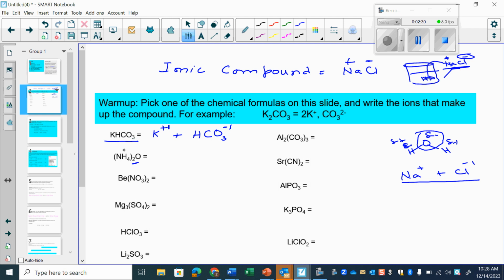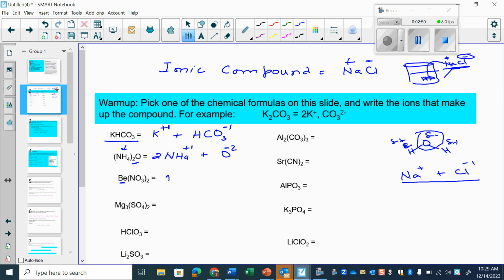So now I have two ammonium ions here. This is the ammonium polyatomic ion. Each ammonium ion has a +1 charge. And I have one oxide anion here. Each oxide has a -2 charge. So that is all we are doing when we are dissociating it.